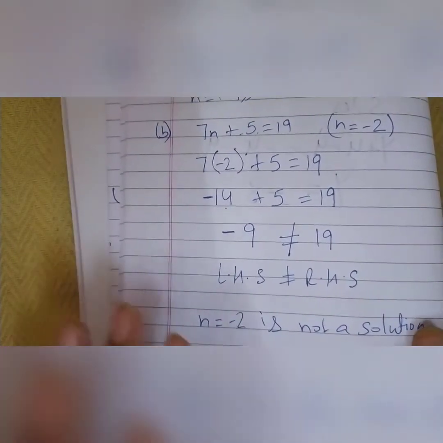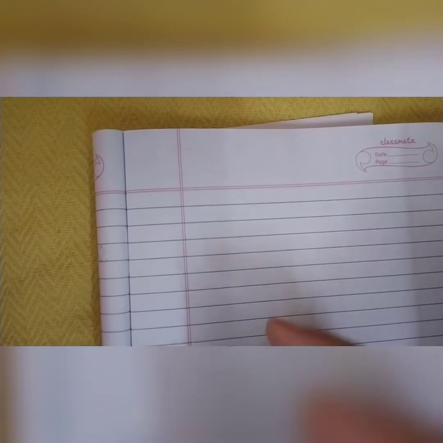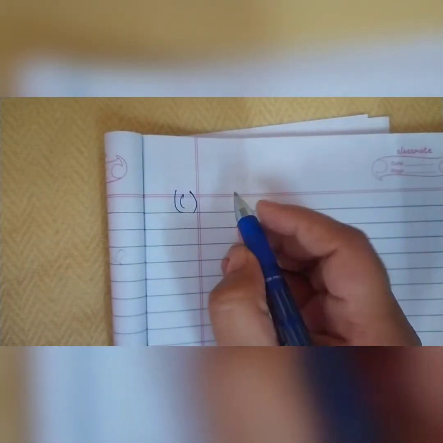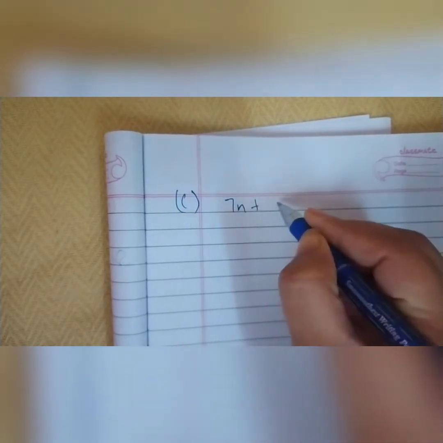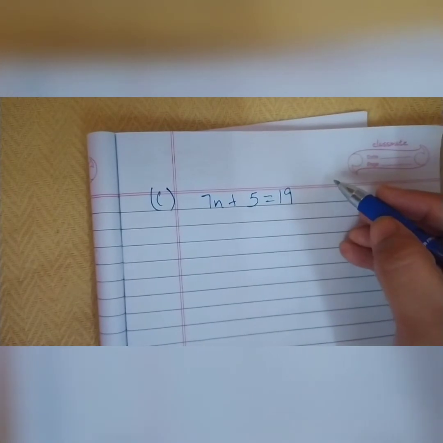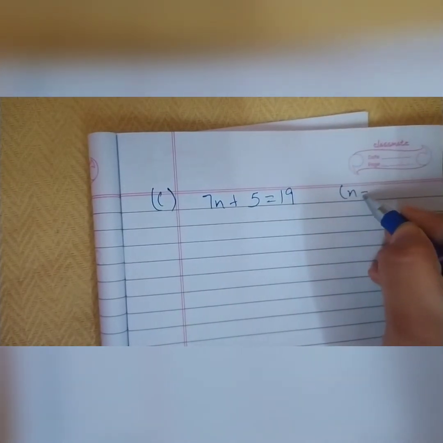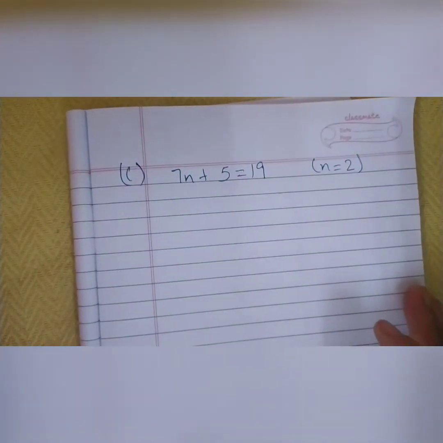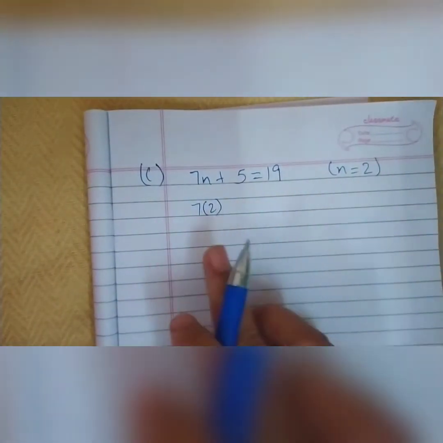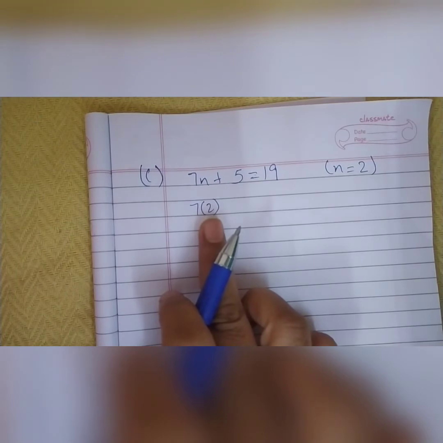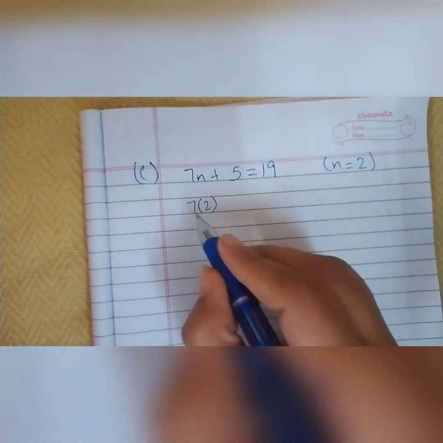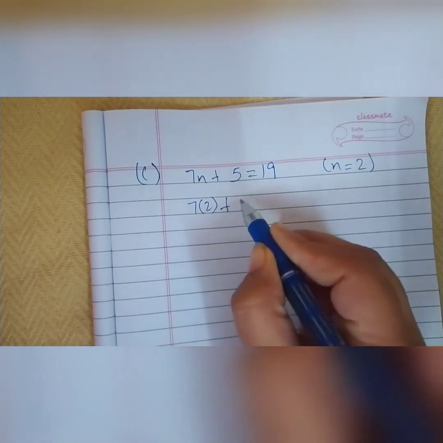Okay guys, come to the C part. C part is given in your notebook. 7n plus 5 is equal to 19. And alongside the equation, the value of n given is 2. So we put 2 in the equation. Here we put, again we use a bracket when we put the value. Otherwise it is considered 72. It is wrong. Okay.